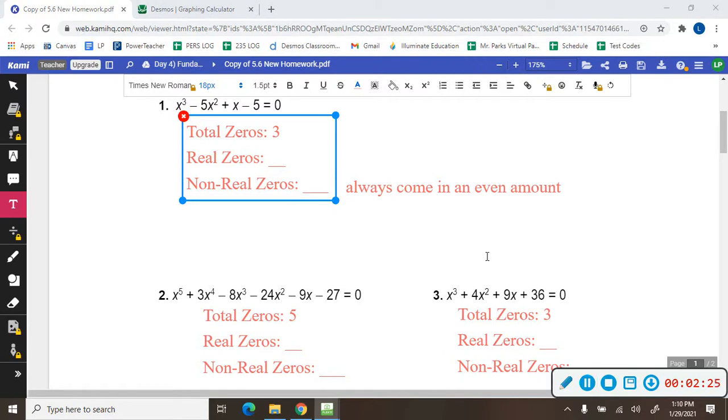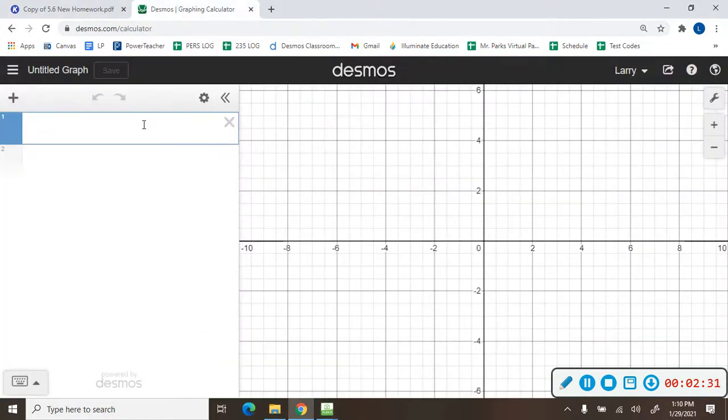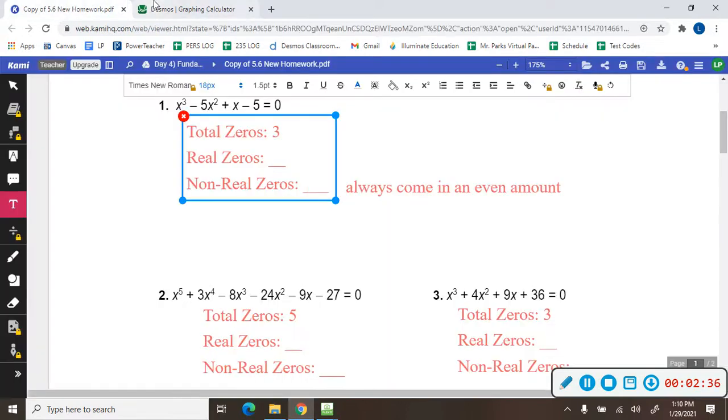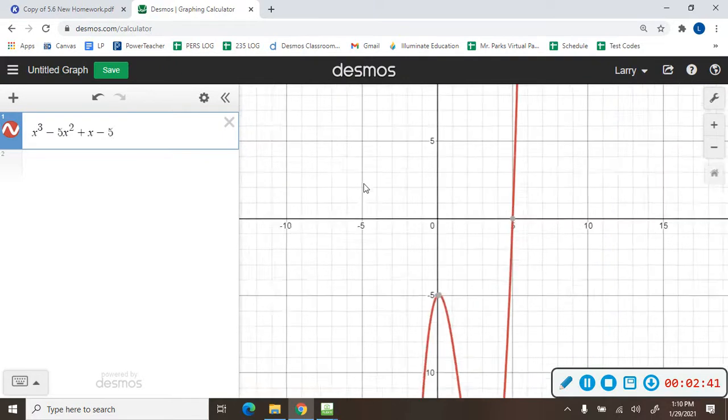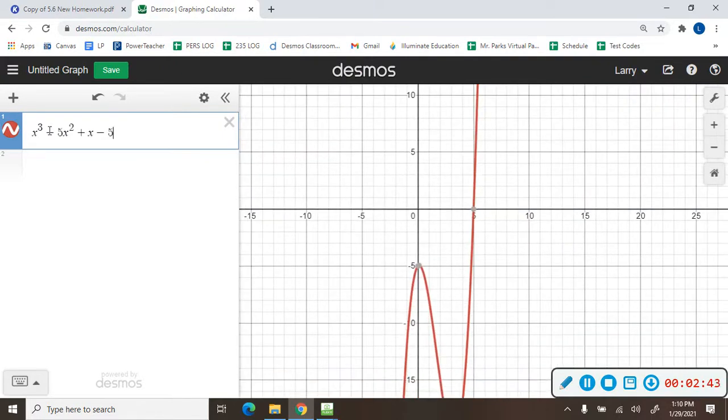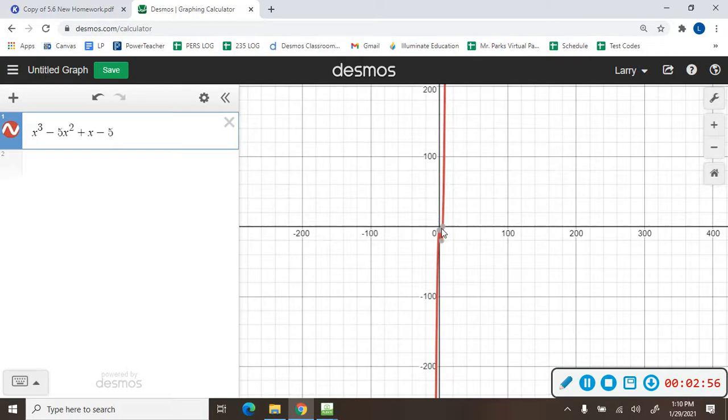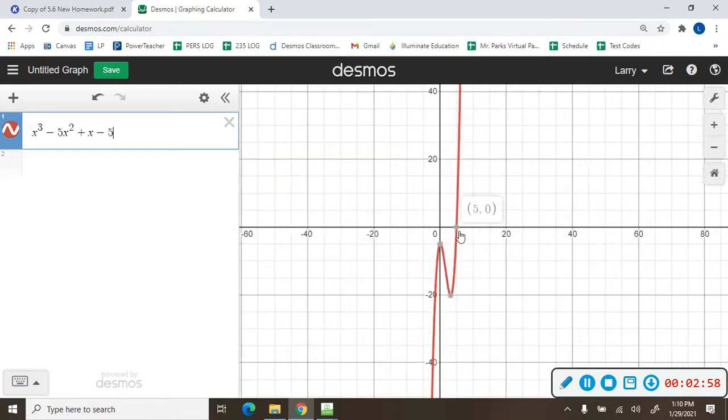So how do you know how many are real and how many are non-real? I would just type this into Desmos. So x cubed minus 5x squared plus x minus 5. Let's see what the graph looks like. We're looking for 3 total because it's to the 3rd power. Notice it only crosses once, and it's not a bounce, it's not a squiggle, and if I zoom way out, I can see that all it does is come up and only has one solution.